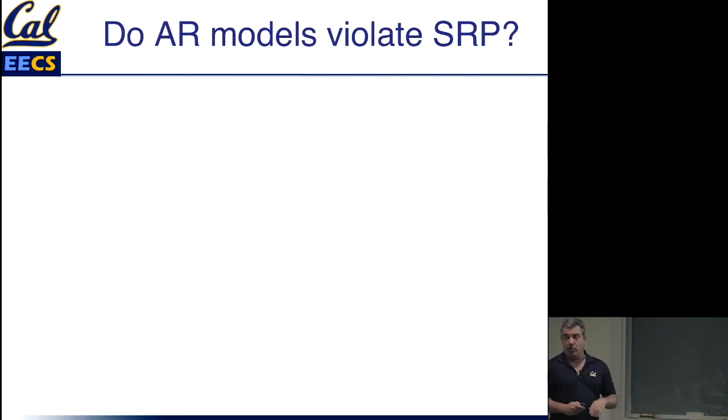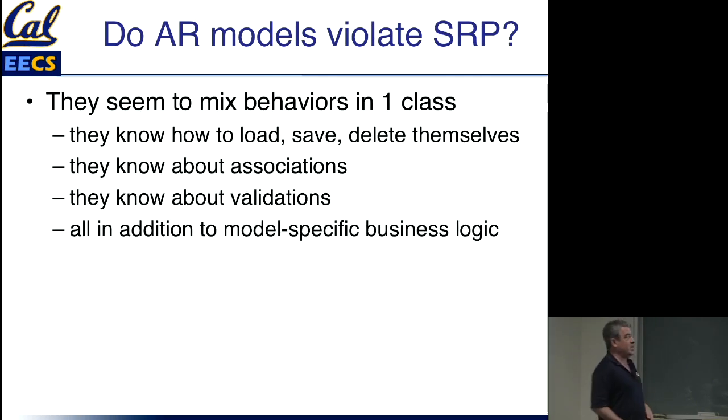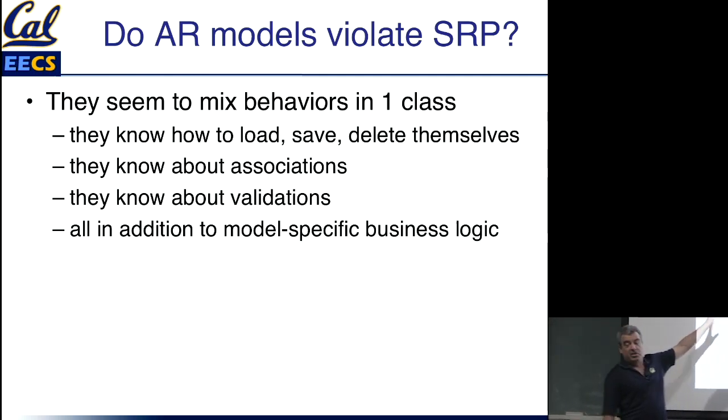There was a debate for a little while in the Rails community about Active Record. The debate was that Active Record is bad because as a class, meaning the class from which your models inherit, it actually violates SRP. Why is that? Because whatever your Active Record model might be, users, movies, whatever, look at all the things that it knows how to do. Models can load, save, and delete themselves in the database. There's all this machinery about associations. There's the machinery about validations.